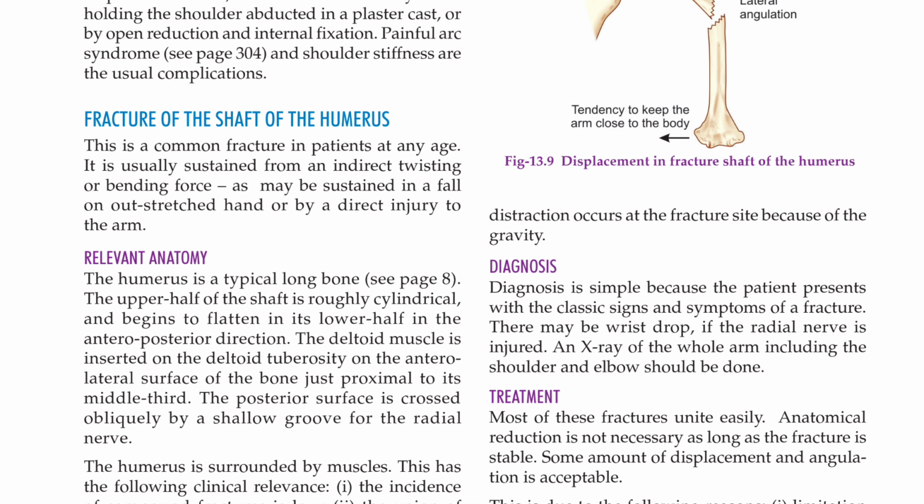Fracture of the shaft of humerus. So this is a common fracture in patient at any age. It is usually sustained from an indirect twisting or bending force, as may be sustained in a fall on outstretched hand, or by a direct injury to the arm. So this is a common fracture in patient at any age, कोई भी age में. होता है कैसे? indirect twisting और bending force के वजह से, as may be sustained in a fall on outstretched hand, or by a direct injury to arm.